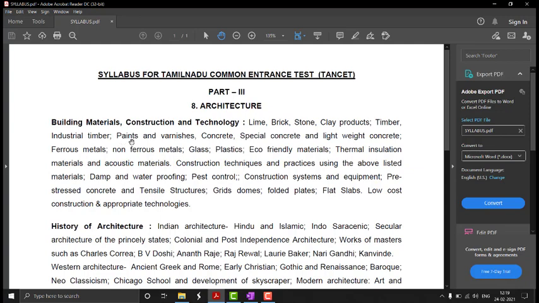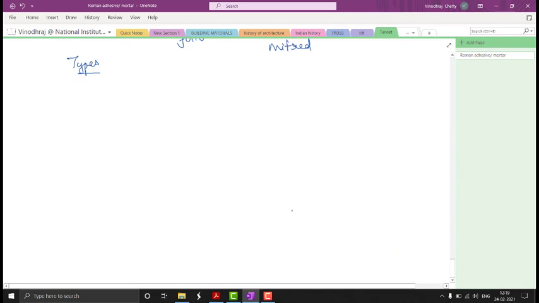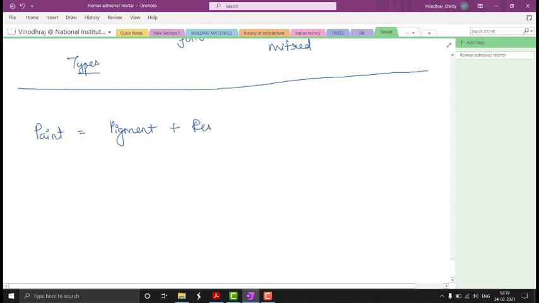So the next topic is paints and varnishes. In the paints, we'll start with paints. So paint is basically a combination of pigment, resin, solvent, and additives. Okay. Pigment, resin, solvent, and additives.